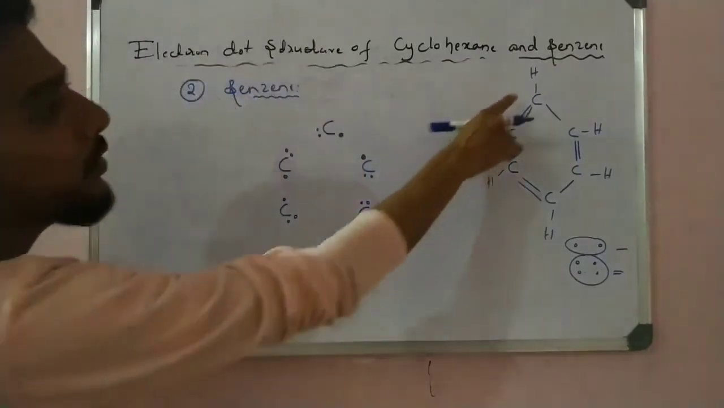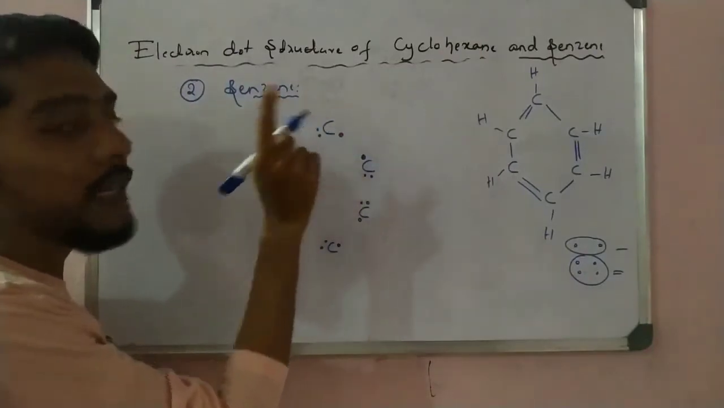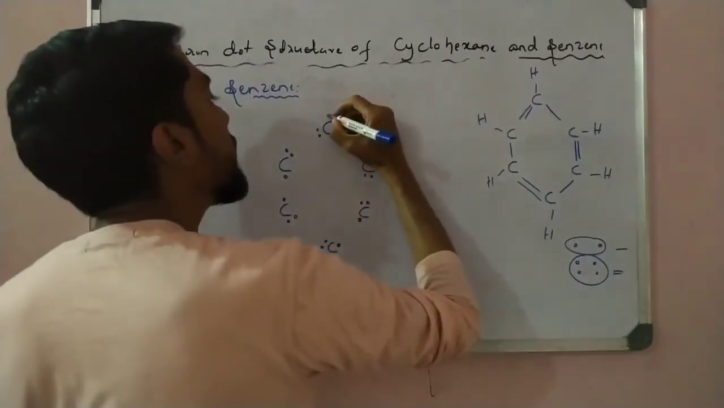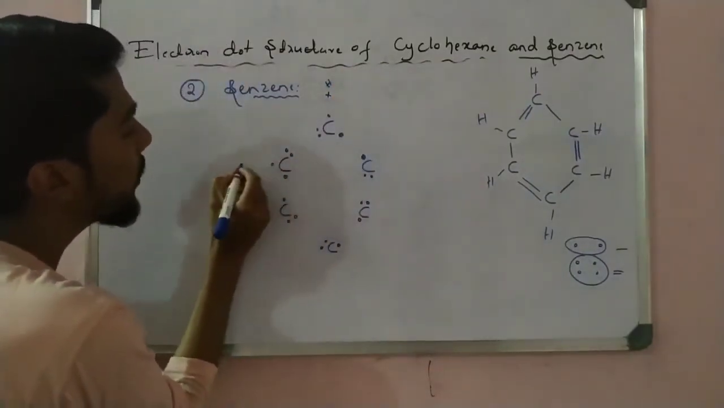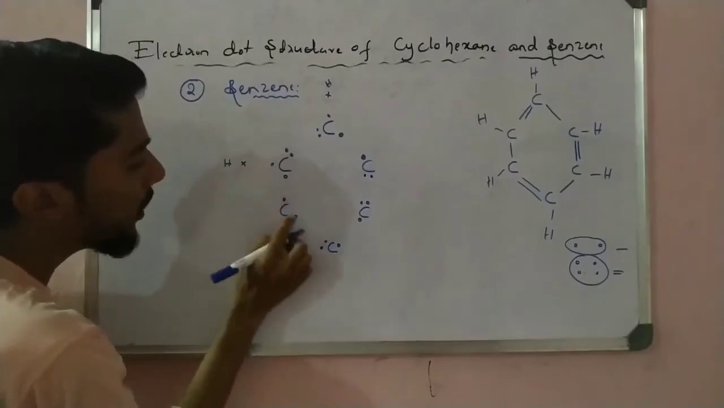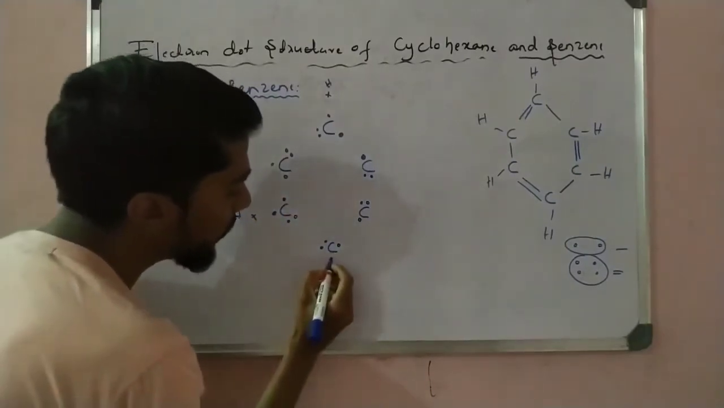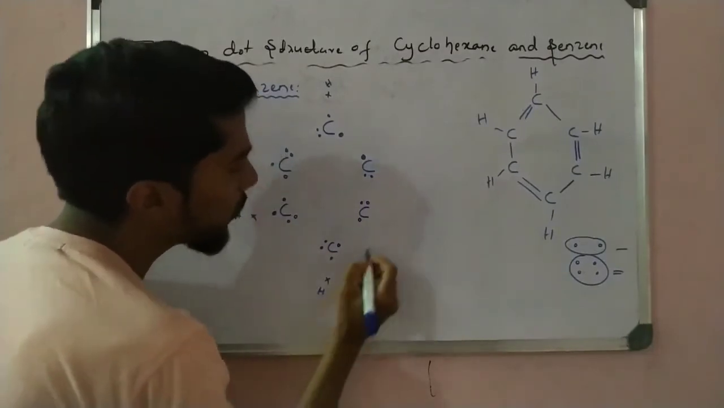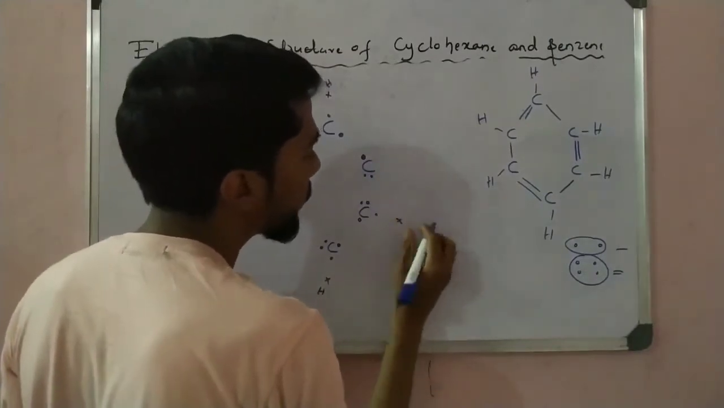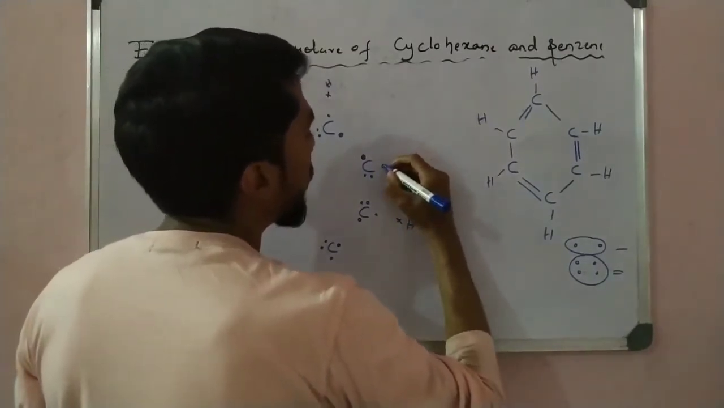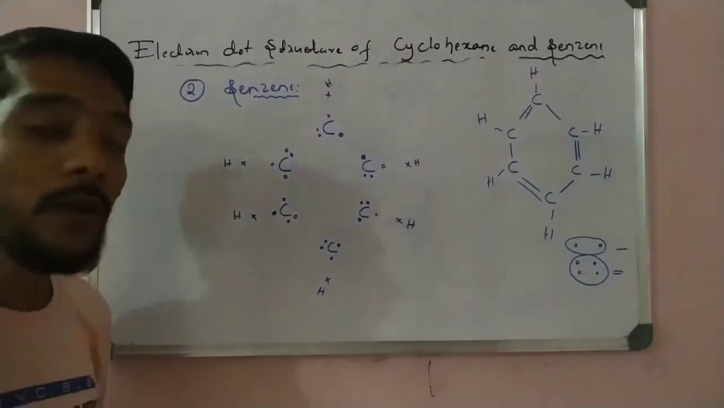Each carbon has 1 hydrogen. So see here, this carbon has only 1, 2, 3 electrons, so the 4th is shared with 1 hydrogen, right? Here also 3, so 1 is shared with 1 hydrogen. Here also 3 means 1 is shared with 1 hydrogen. Likewise for each remaining carbon, 1 is shared with 1 hydrogen, right? So now this is the complete electron dot structure of benzene.